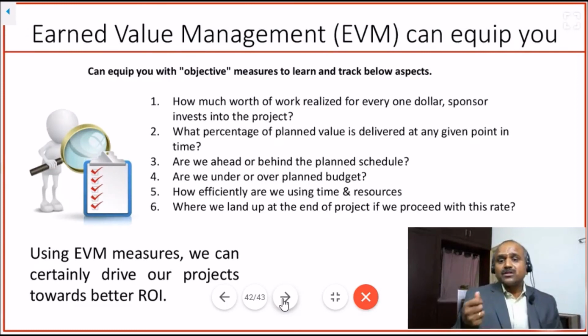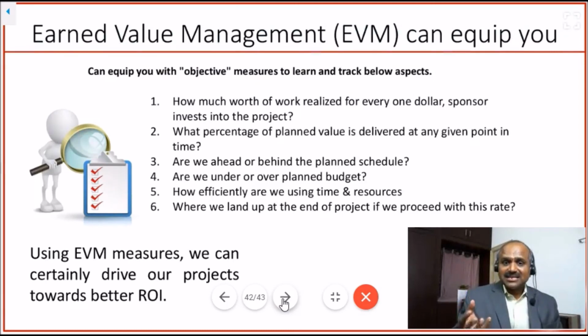Are we under or over the planned budget? We are overrun by $10,000. How efficiently are we using the time and resources? No, we have to improve our efficiency because time-wise we are behind, cost-wise we are overrun. We need to plan in such a way that we employ low-cost resources and make sure that we mitigate the cost overrun. Similarly, we have to stretch so that we can complete the remaining part of the work. And how will we end up at the end of the project if we proceed with the same rate? So we estimated completion, estimate to complete, variance at completion, and to complete performance index.